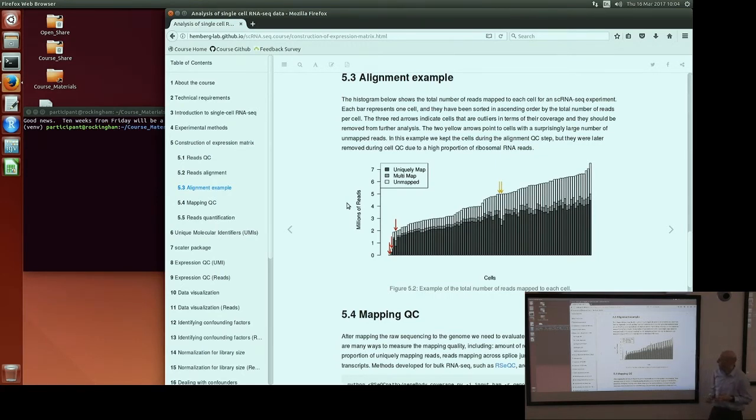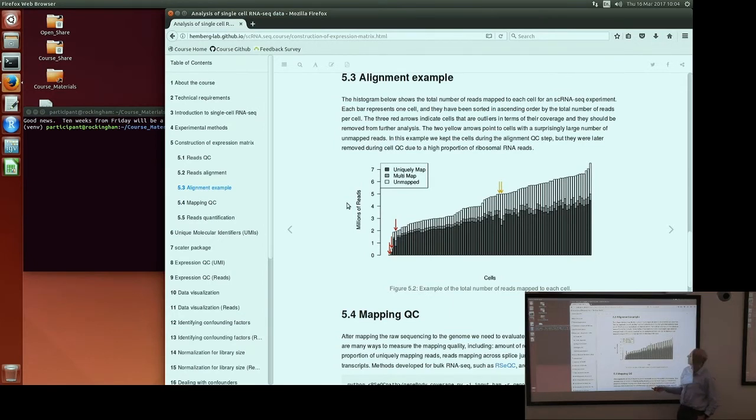What you can see here is that the cells marked with the red arrows seem to have a very low number of uniquely mapped reads compared to the rest. So we basically decided to exclude them. We think that they are likely to be stressed or broken cells that are not good for some reason or another.